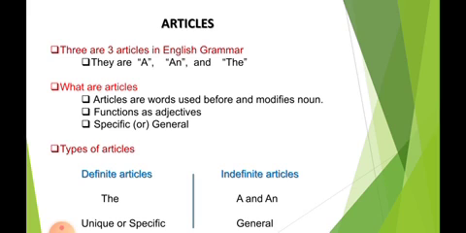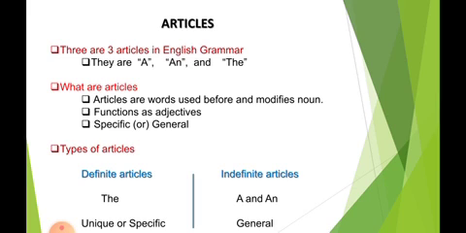What are articles, students? Articles are words used before nouns and they modify the noun. Modifies means changes. Sometimes articles work as adjectives. What are adjectives? Adjectives are describing words. So articles are specific or general. Sometimes articles may be specific, sometimes they may be general.